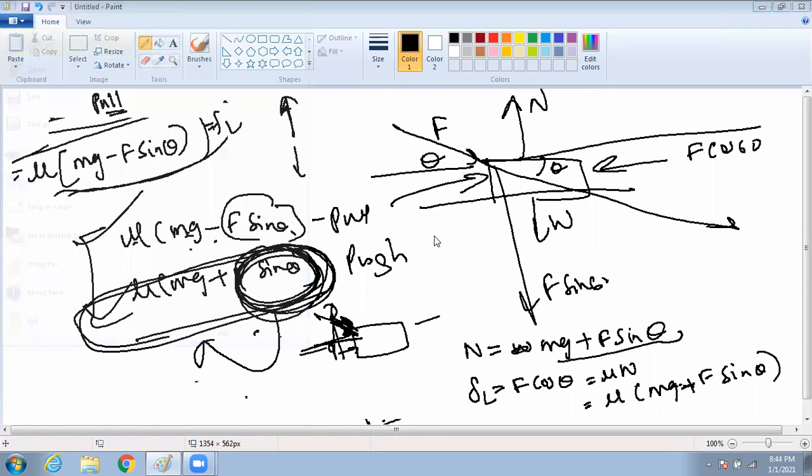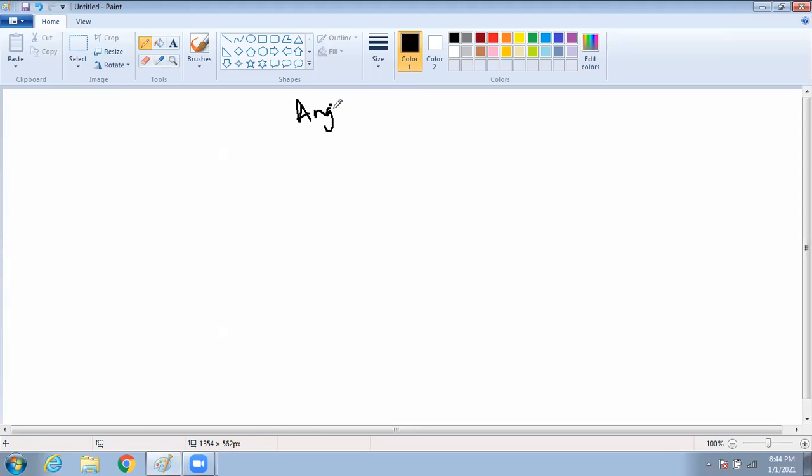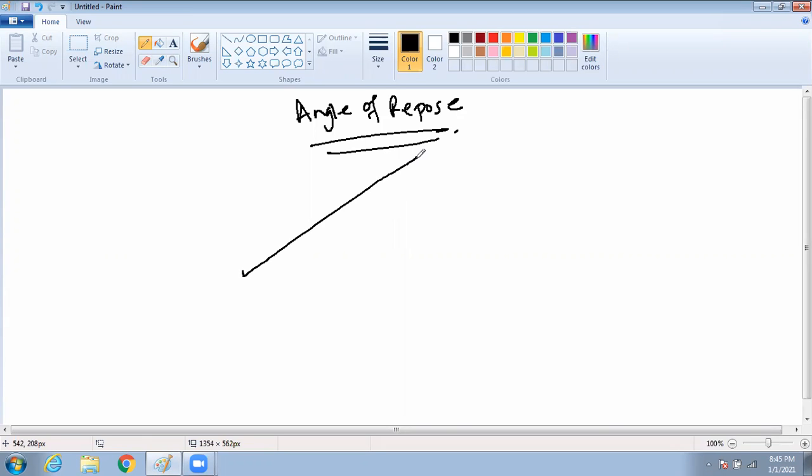Now we will study one more concept. What is angle of repose? Angle of repose is the maximum angle on the inclined plane at which the body is at rest. That means there is an inclined plane. If I keep a body here, it will slip down. Am I correct? So now this is called the angle of repose.